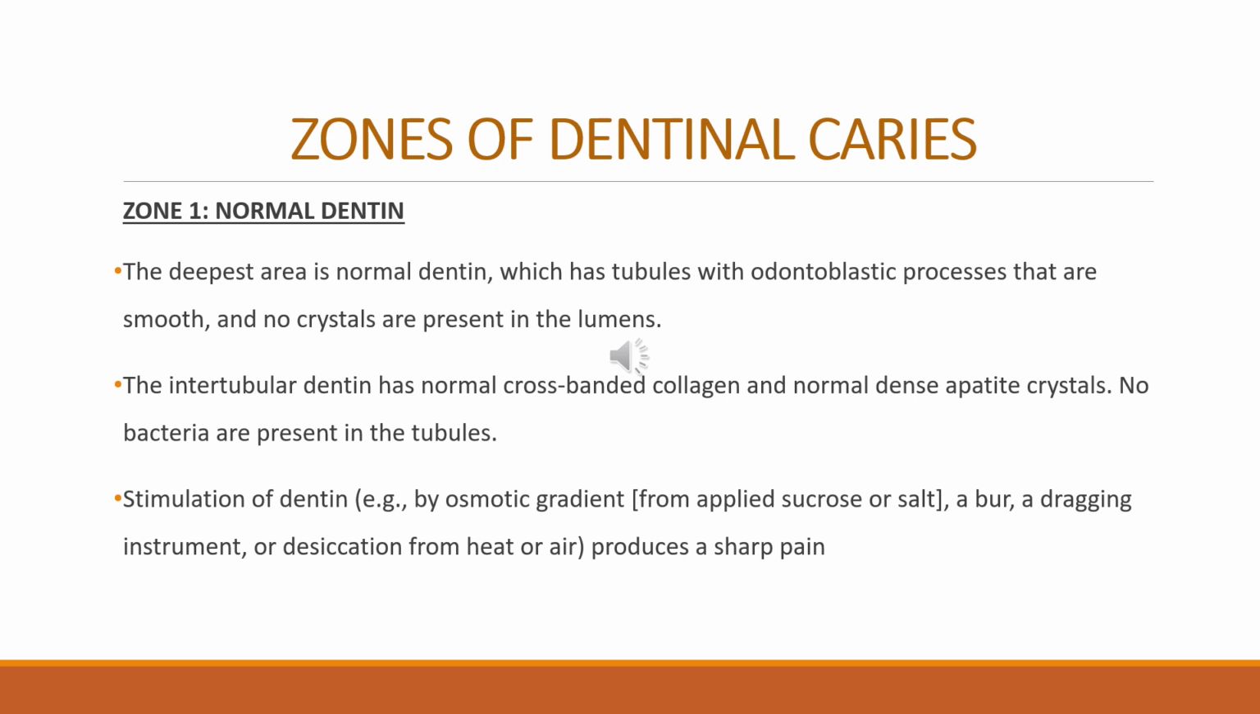Next are the zones of dentinal caries. Zone 1 is normal dentin. This is the deepest area, with normal dentin which has tubules with odontoblastic processes that are smooth. The intertubular dentin has normal cross-banded collagen and apatite crystals. No bacteria are present in the tubules, and stimulation of dentin by osmotic gradient, by a burr or an instrument, or by heat or air will produce a short sharp pain because of stimulation of A delta fibers.